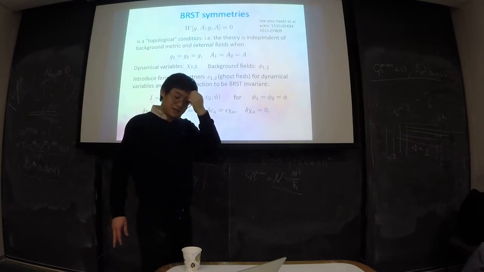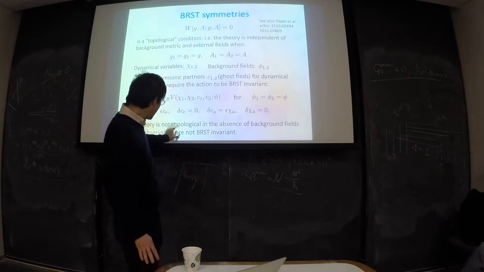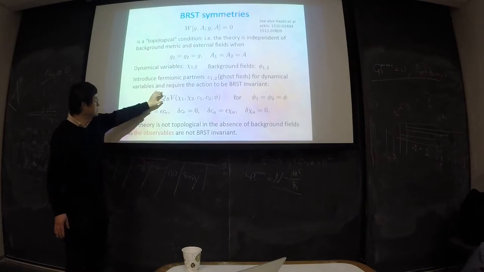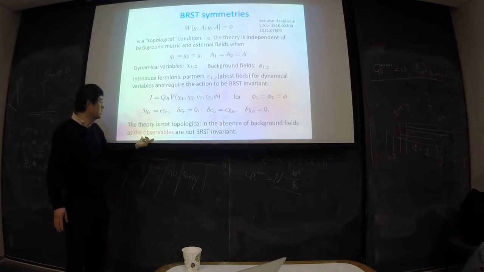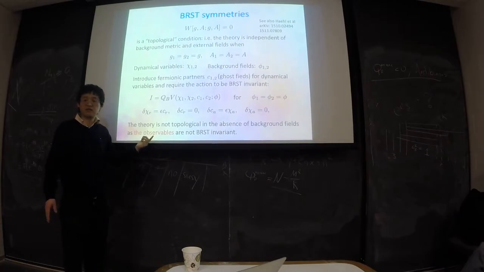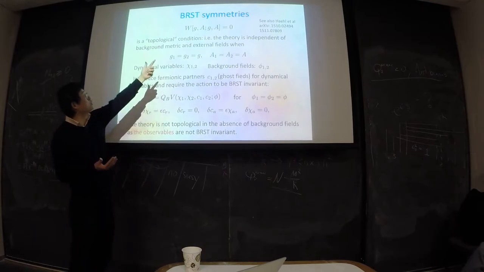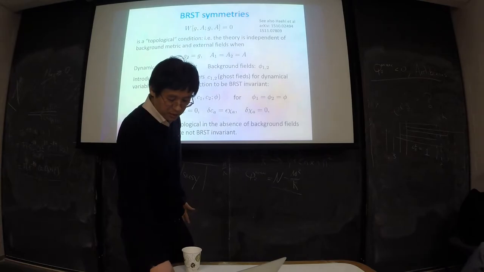And now, here's something interesting. But I emphasize, despite that the action is topological, it's BRST trivial, this is actually not a topological theory because the observables are not invariant. Say the stress tensor is only some particular combination of the variables should be zero. And so the whole theory is not topological.